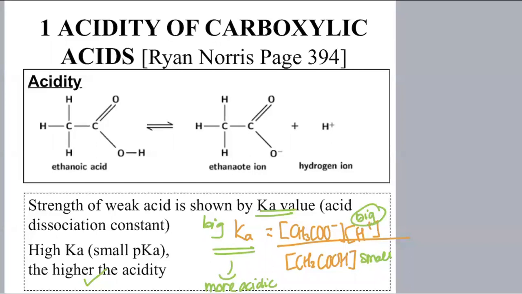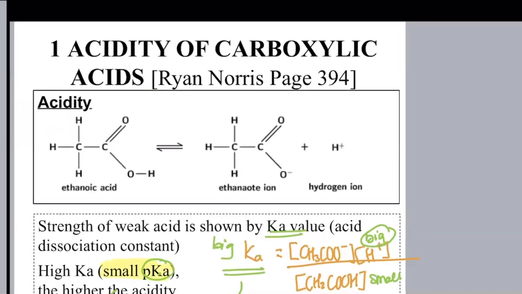pKa is the negative log of your Ka. So it has the opposite relationship to Ka. So big Ka, more acidic, that means your pKa is small, just like pH. If your pH is smaller, it is more acidic. For example, pH 1 is more acidic than pH 5. So the same thing for pKa as well. pKa has the opposite property to Ka. If your Ka is big, your pKa would be small.